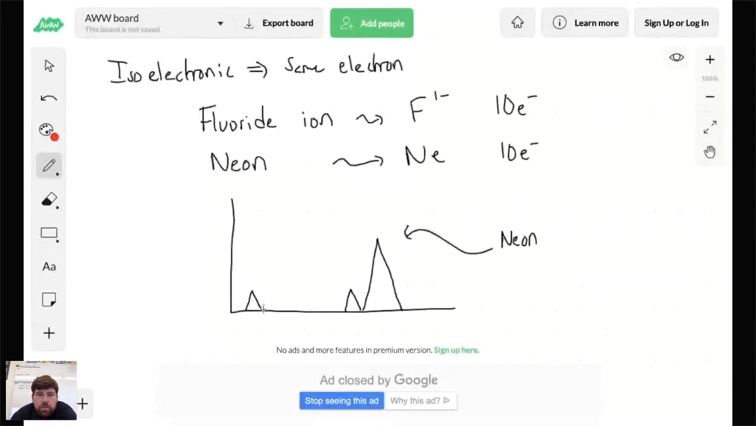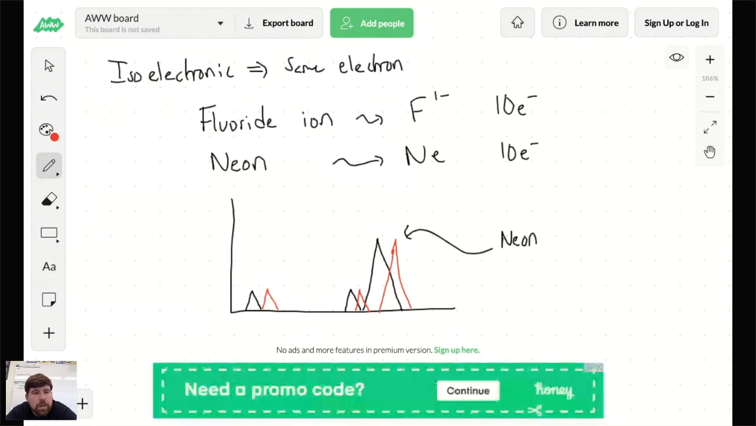Fluorine, however, while it would still have a 2 to 2 to 6 peak pattern, would be shifted to the right slightly. And that has to do with the same reason as before. The fluoride ion, rather, has fewer protons in the nucleus than neon does. So it's not able to attract those outer electrons as well as neon can. That makes it harder to remove neon's electrons, and therefore it causes neon's peaks to shift slightly to the left, which requires more energy.